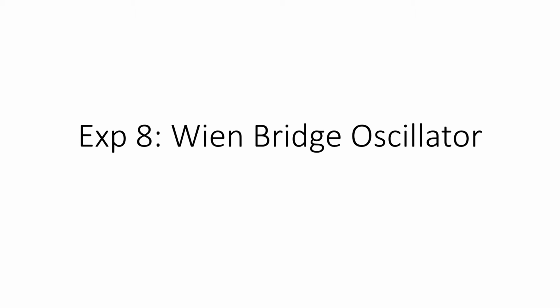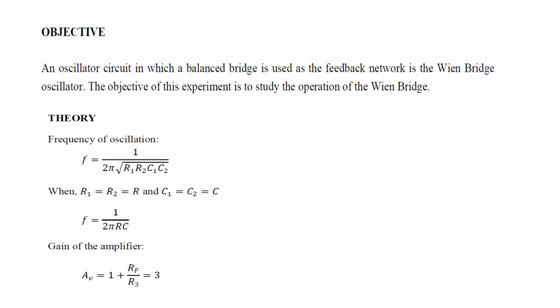So today we will try an experiment on the Wien Bridge Oscillator, which is the last experiment, experiment number 8. The objective is to see the operation of the Wien Bridge Oscillator, as it uses feedback as an input of the op-amp. There are a few designs of the Wien Bridge Oscillator, but basically it will have R and C.